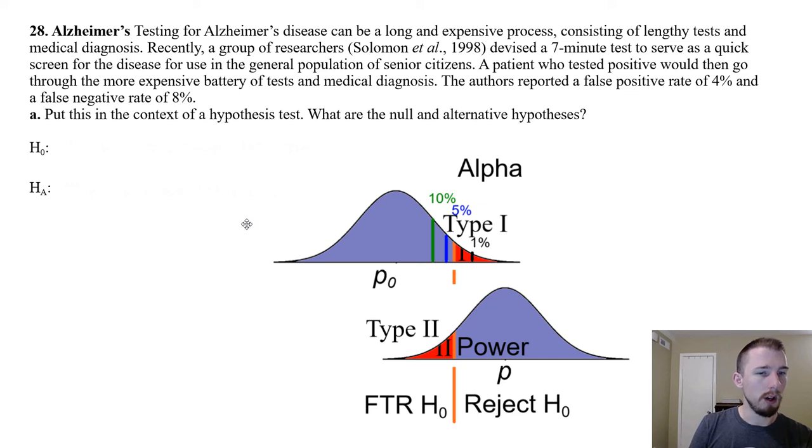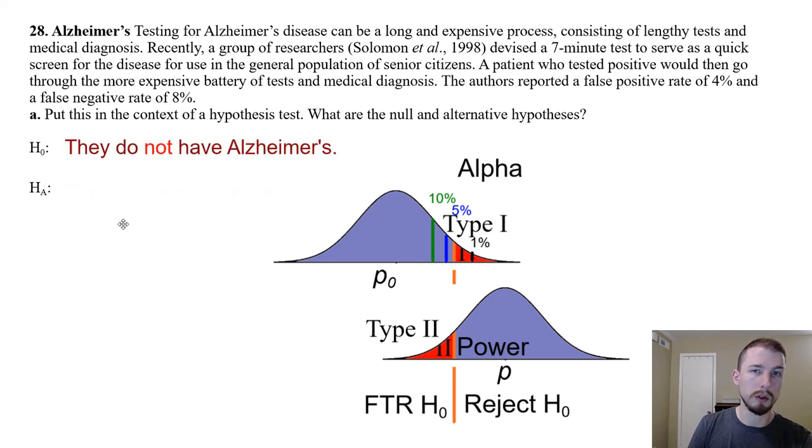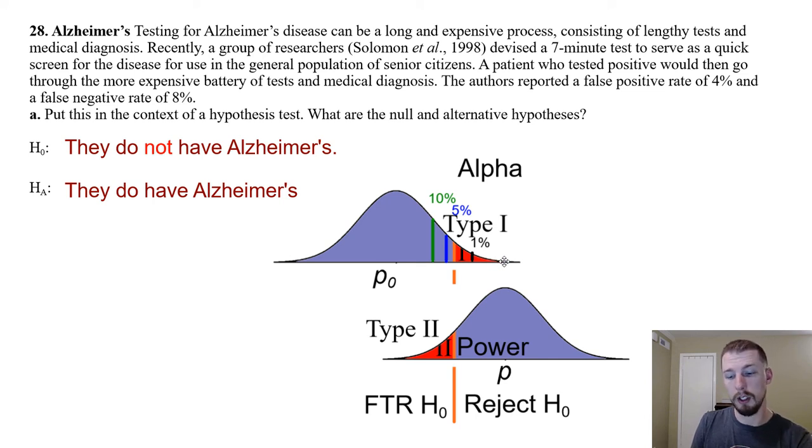So put this in context for the hypothesis test. What is the null and alternative hypothesis? The null is going to be like the status quo, which is that they don't have Alzheimer's. The alternative, which we're trying to prove, is that they actually do have Alzheimer's. So they do not have Alzheimer's until we're able to prove that they do. 4% of the time we would have a false positive, where we claim that they had Alzheimer's when they actually didn't. And then 8% of the time we fail to detect that they actually had Alzheimer's, which is kind of a big deal if we're trying to help people find treatment.